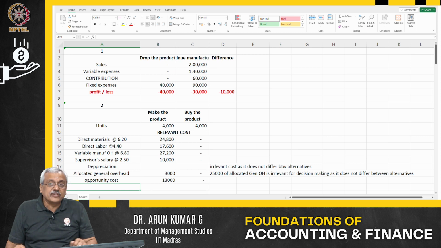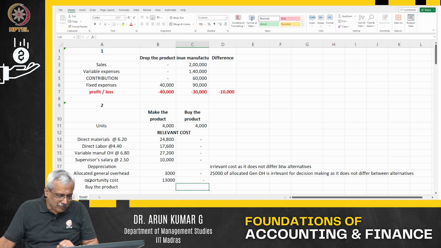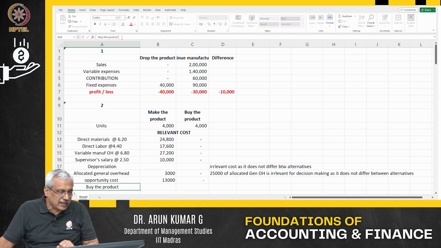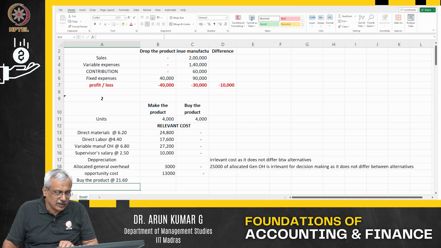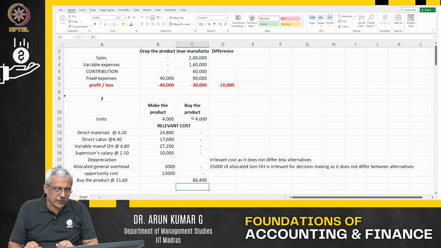Then, what happens if I buy the product? What is the cost? Because I am looking at cost here, my buying of the product is about 21.60, so the cost is 21.60 into the 4,000 units. This is the cost I will incur if I purchase this particular product.